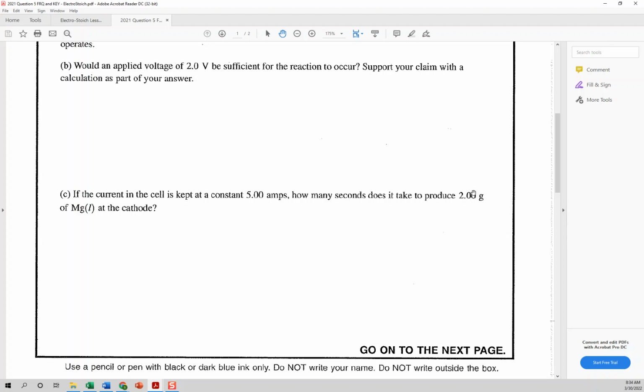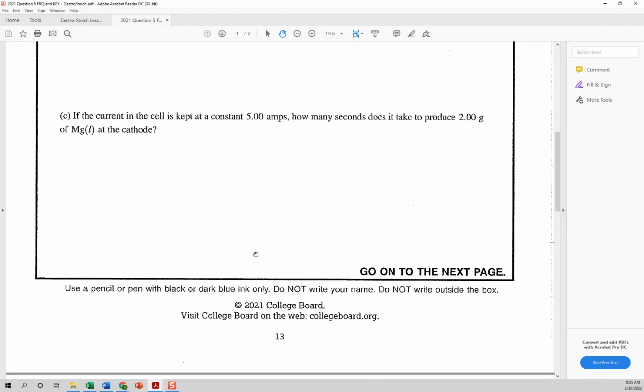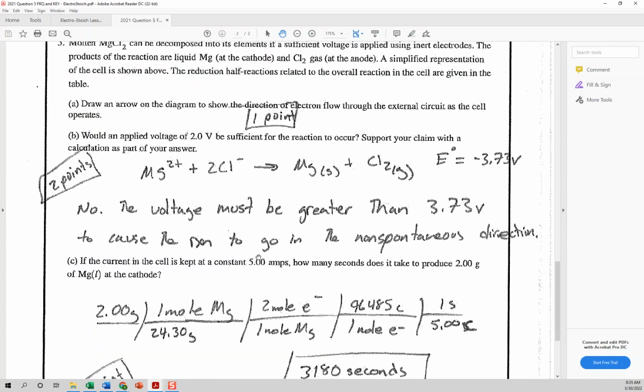We're going to start with our grams of magnesium, and convert it to moles of magnesium by dividing by the molar mass. Then it's going to take 2 moles of electrons for every 1 mole of magnesium, because magnesium is a 2+ ion. And then times Faraday's constant divided by amps, and that would give me seconds. So let me show you the setup.